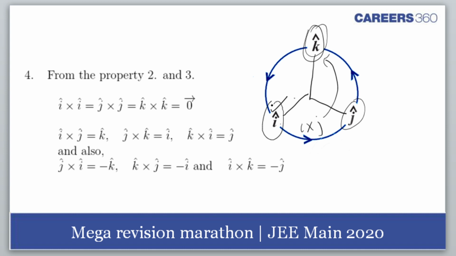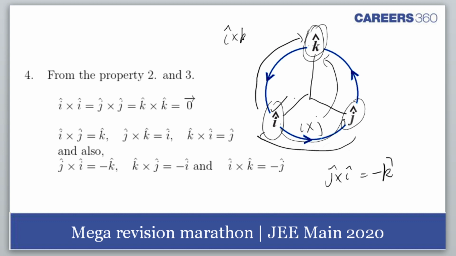k cross i would give you j cap. But if you go the reverse order, that is j cross i, j cross i would give you negative k. You will get this result but negative. Suppose you go i cap cross k cap. What do you get? The result is j cap only but with a negative sign. I hope everybody understands this. So this is all about cross product.